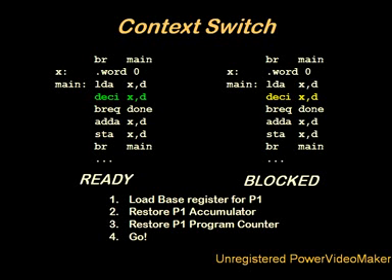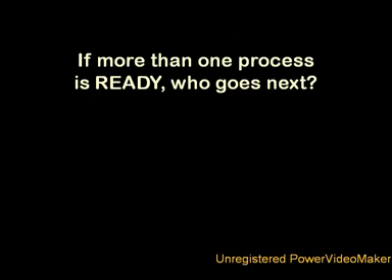Let's say it's the process on the left. As soon as it completes, the operating system will then load the base register again for process 1, restore its accumulator, restore its program counter, and let it continue processing. That's a context switch. And now the complication arises, of course, if more than one process is ready, who goes next?